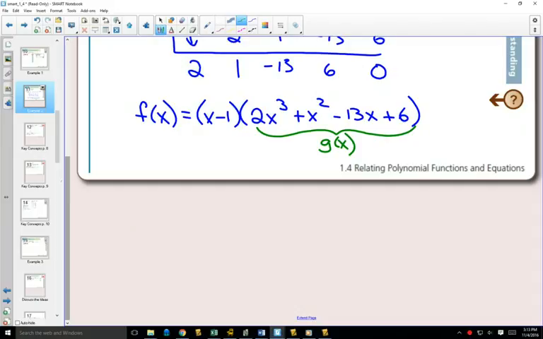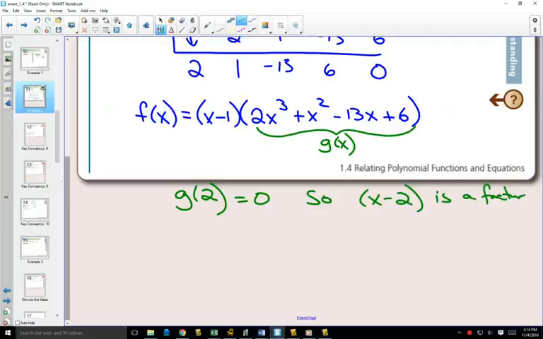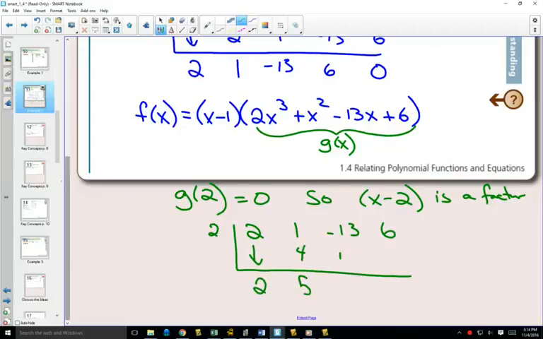And then apparently, if you plug in 2 in for x, you get 0. So that tells us that x minus 2 is a factor. And if we set up our synthetic division with this new one, 2, 1, -13, and 6, with a 2 out in front, bring down the 2. 2 times 2 is 4, add. 2 times 5 is 10, add. 2 times -3 is -6. Perfect. It works out.